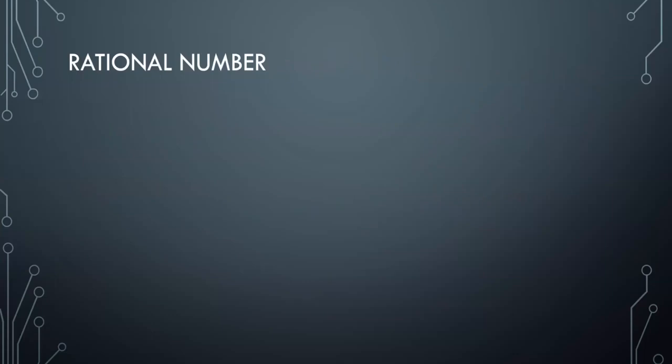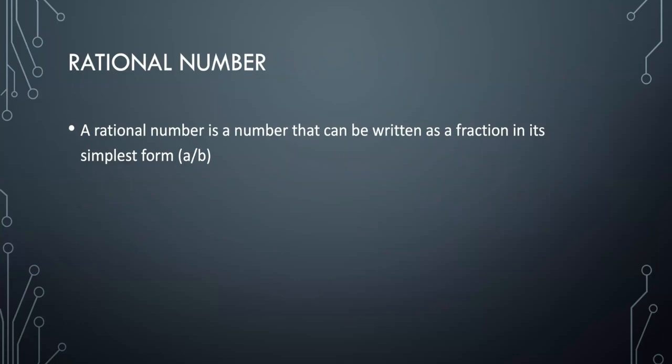The rational number. See, a rational number is a number that can be written as a fraction in its simplest form, a over b. We can write rational numbers 2 over 3, 5 over 6, likewise. This includes all terminating and recurring numbers. You see that recurring decimal is coming. That means that it is happening again and again.